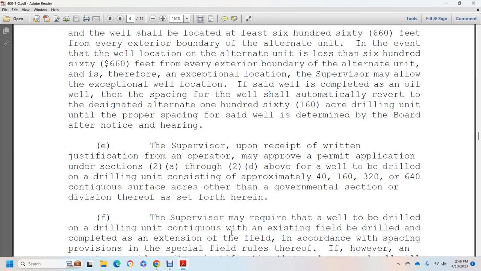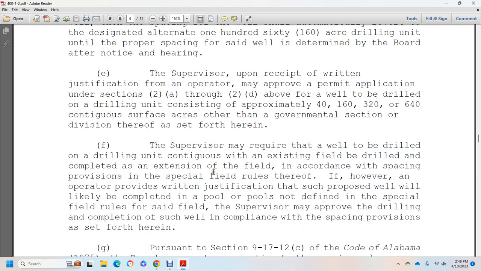The supervisor, upon receipt of written justification, may approve the permit location under Sections 2A through 2D above for a well to be drilled within a drilling unit consisting of approximately 40, 160, 320, or 640 contiguous surface acres other than a governmental section or division thereof, as provided here at 4N.